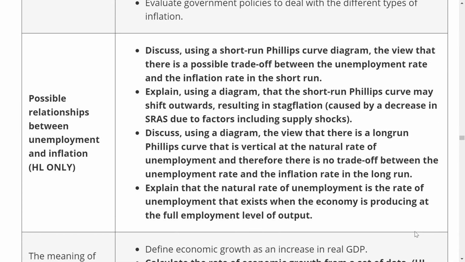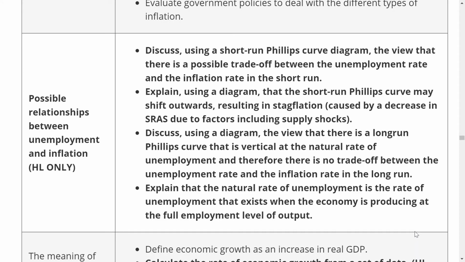So, possible relationships between unemployment and inflation. This is a very good topic for your IAs. I have also seen students write on the Phillips curve for the IAs. Talk about the relationship between interest rates and inflation. When interest rates increase, potential inflation would decrease.